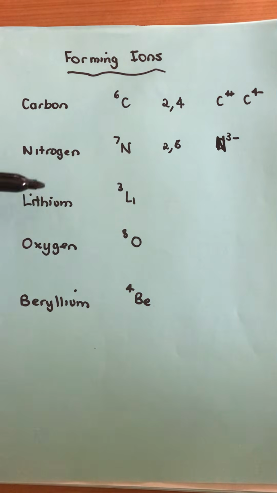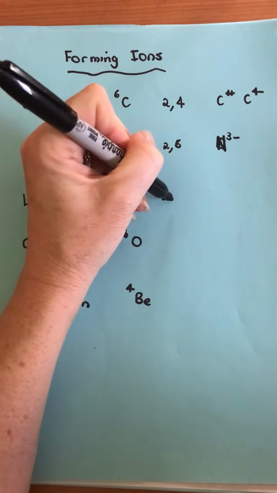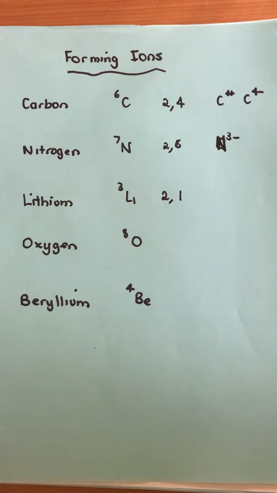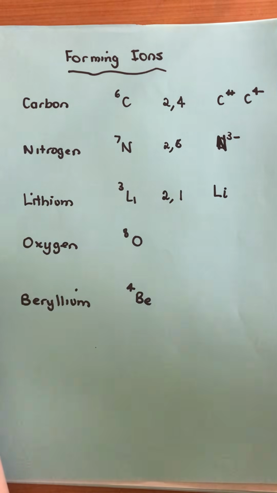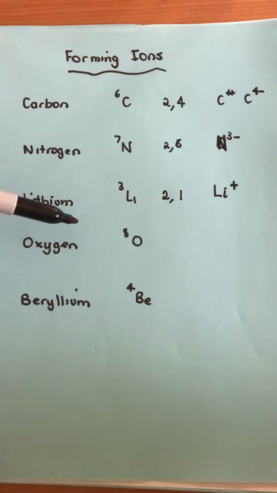For our lithium, it's got 3. That means it's got 2 in the first shell and 1 in the second shell. That means it really wants to lose that 1 electron to have a full shell. So that means when it's lost an electron, it will have less electrons than protons, so more protons, more positive. It will be Li+.